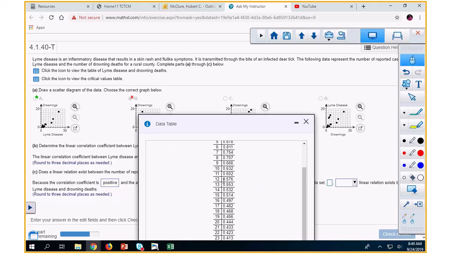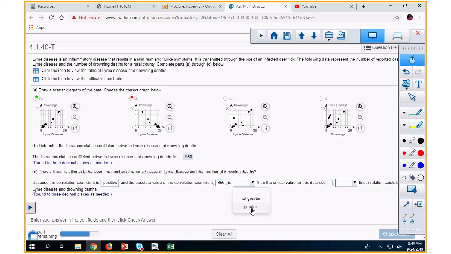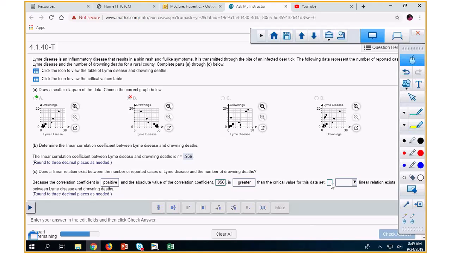12 months. So 0.576. Write that down. Ours is 0.9, so it should be higher. So it's higher than 0.576. So that's what they're asking for. 12 is 0.576. So it's greater than the critical value, which was 0.576. So there is a positive linear relationship or something like that.